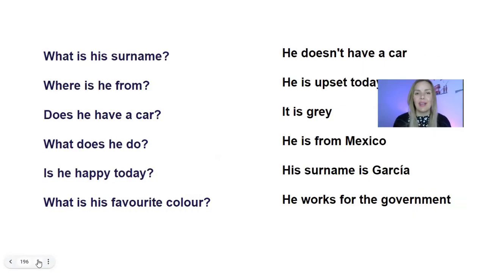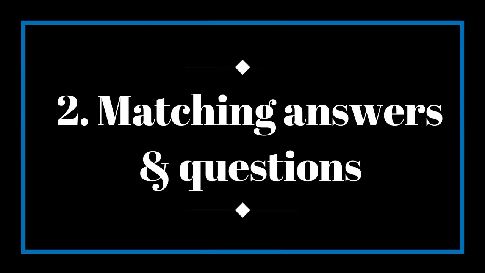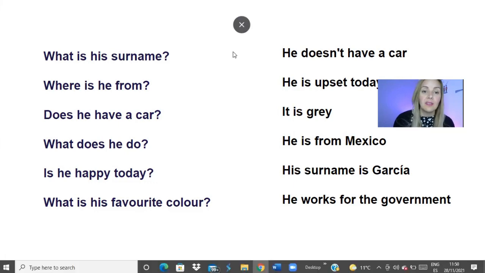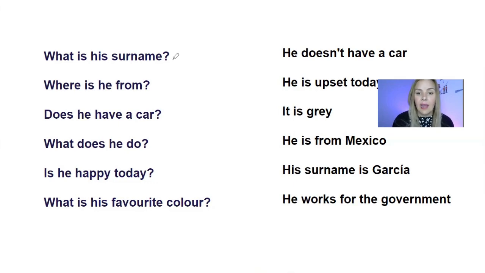Talking about the second activity, we are going to start with the very basic matching answers and questions. We've got basic questions on one side and the answers on the other side. You're going to go through the questions and the answers and ask the students to match them. For example, what's his surname? Well, his surname is Garcia. Or where is he from? He's from Mexico. So this is very basic.